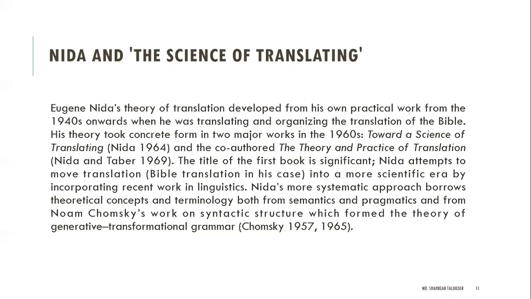Nida's more systematic approach borrows theoretical concepts and terminology from semantics and pragmatics, and from Noam Chomsky's work on syntactical structure, which forms the theory of generative transformational grammar. You know that Chomsky published a book and some articles in 1957 on transformational generative grammar, and in 1965 he published another book and also revised his previous book. Nida went through Chomsky's transformational grammar, borrowed some theories from it, and used those theories to explain translation theories.